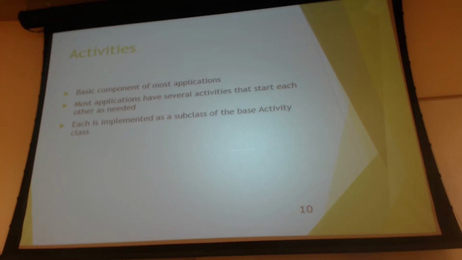But for the most part, the applications that we will be executing, or at least the assignments, have activities as the most basic component. So activities are nothing but threads, and they have a visual component. Most applications have several activities that start each other as needed. One screen is one activity. If you want a separate, different type of screen, you have to have multiple activities. We will see some examples where you can go from one screen to another and so on.